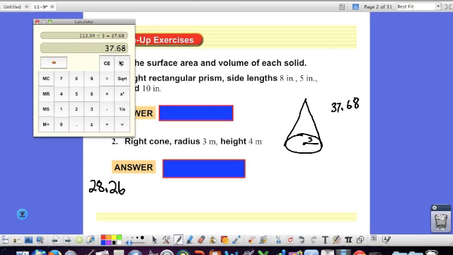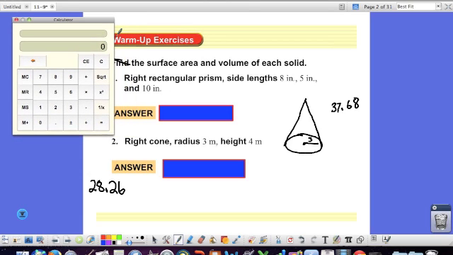So 37.68. Now, for the surface area, this is where the standards get a little confusing. Surface area of a cone is actually not done in 7th grade. It's not done in 8th grade. And there's some debate about whether or not it's fair game on an EOC, whether or not you're expected to know that. So the formula for surface area of a cone is a little bit different because you can't just take this part here and unroll it into a shape we've already had, like you can for a cylinder.